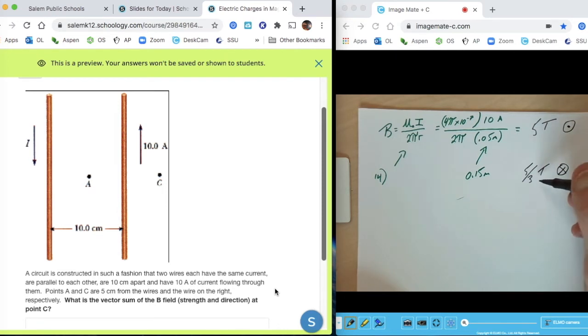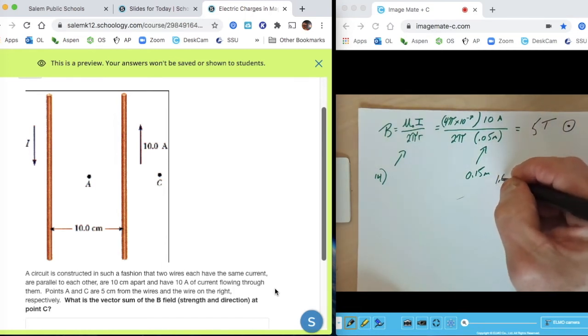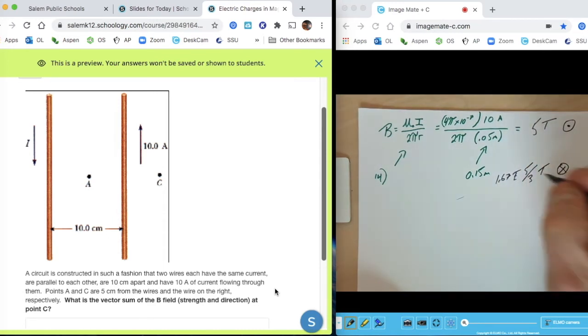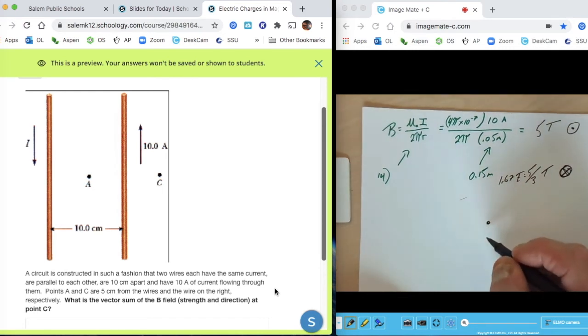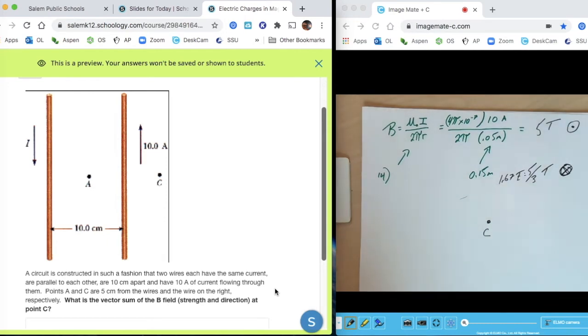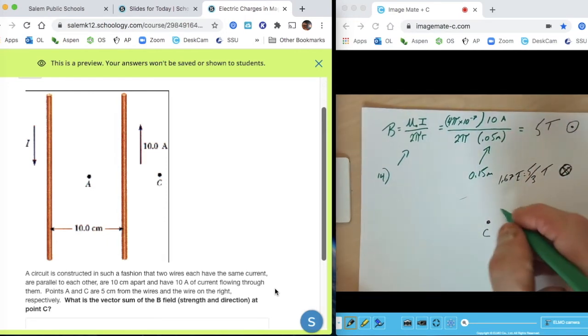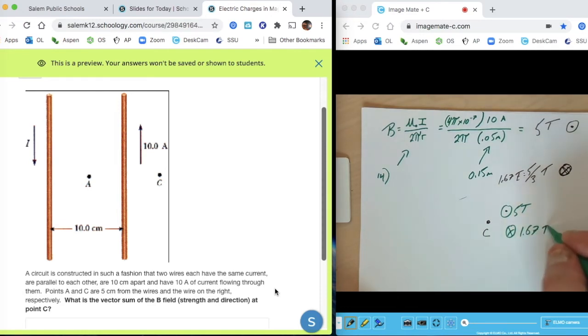What's 5/3? Let's just call that a number. I don't know, it's like 1.7, 1.67 or so. Let's say this one's 1.67 Teslas away from us. Well, then at point C, I've got two fields. I'm going to use my numbers. I've got a 5 Tesla field towards me. I've got a 1.67 Tesla field away from me.